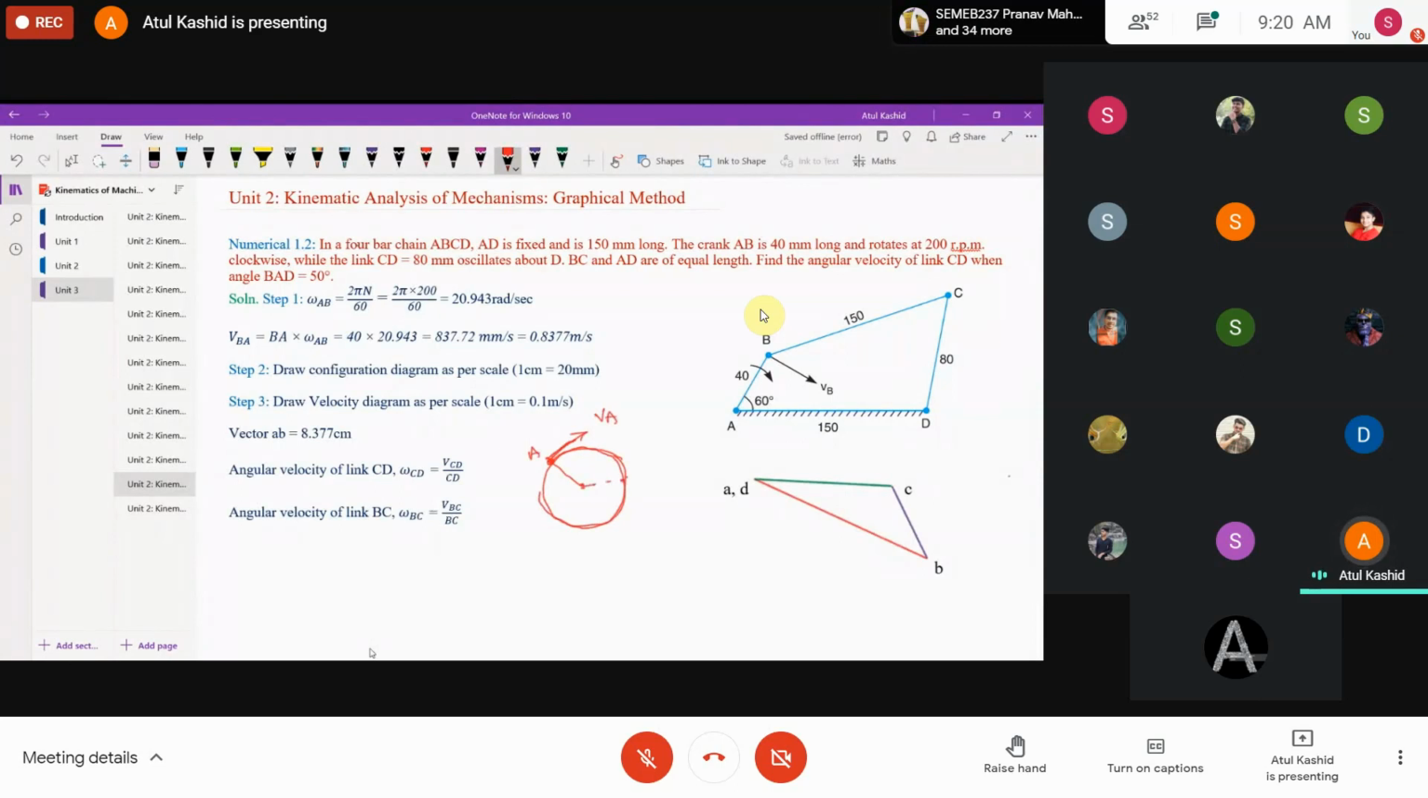After some time, it will reach this point, so again this will be the velocity of A. After some time, it will reach this point, so this will be the velocity of A, right? Because it is rotating in the clockwise direction. If it is rotating in the anti-clockwise direction, what will happen? I will draw it again.